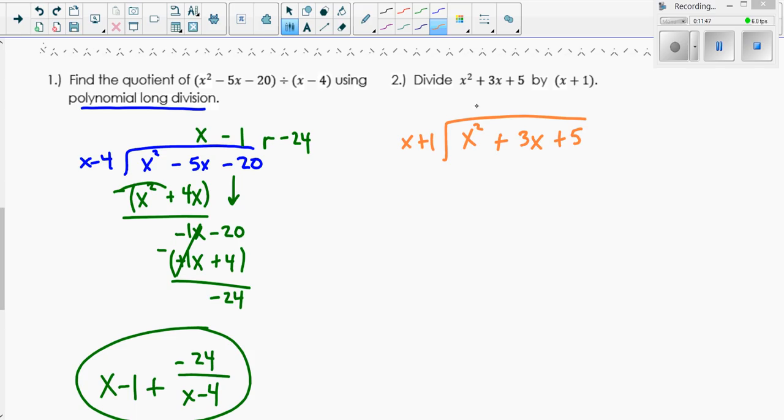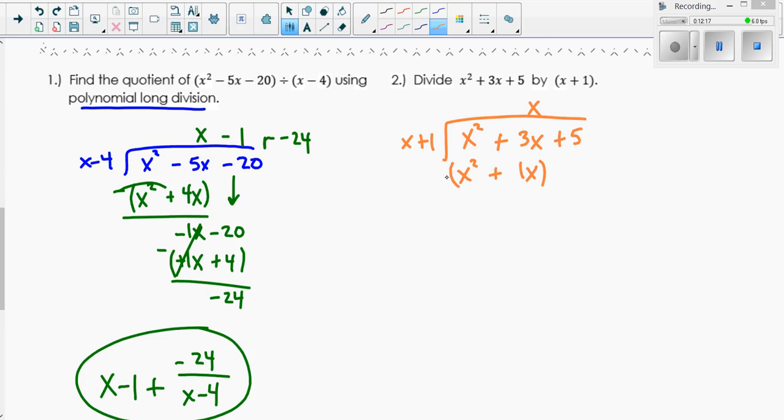Okay, again, whatever I put on top of the x squared has to be a like term. So if I put an x squared here and multiply x squared times x, I get an x cubed, which will not cancel with x squared, so that doesn't work. But if I put something over this x, I can put an x here, and then notice x times x gives me x squared, which is what I want, because then when I subtract, it'll disappear. X times 1 is 1x.